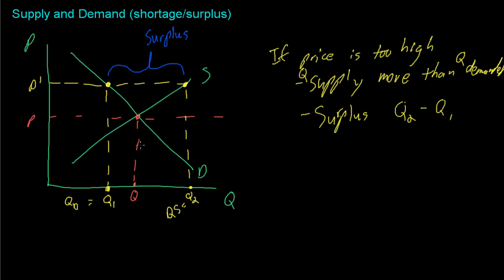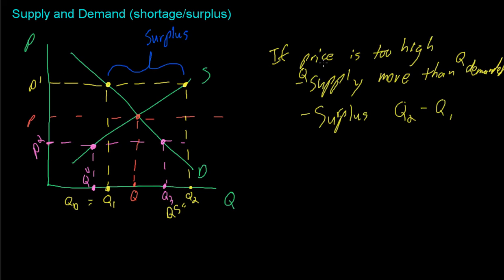Now what would happen if we fix price too low? Well, if we fix price too low, say down here at P2, and then we'll just go over right here, then we would get a shortage. And the shortage is when too much is demanded, so we'll call this Q3, and too little is supplied, so we'll call this Q4.